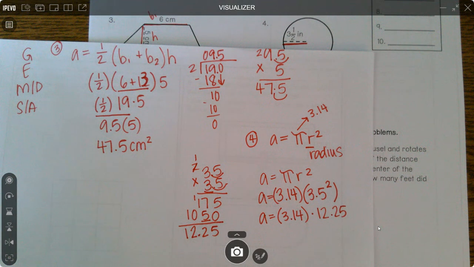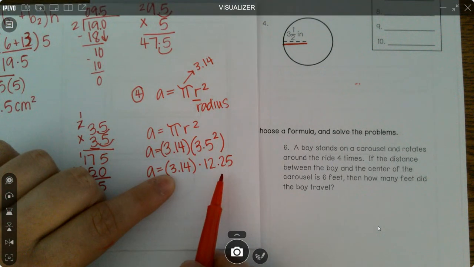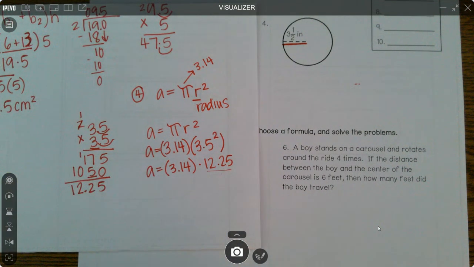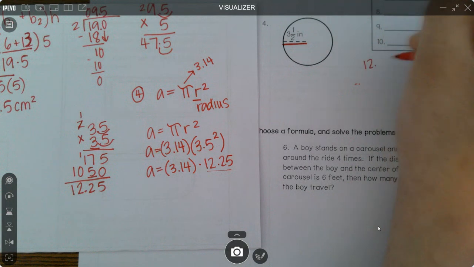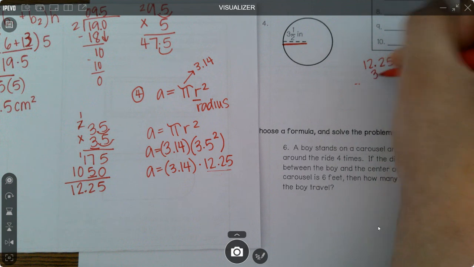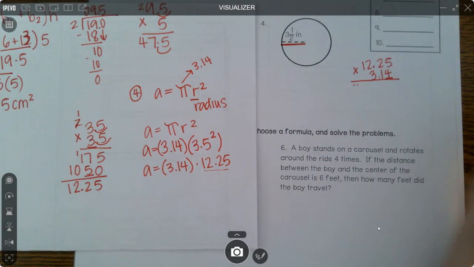Okay, I'm going to switch to a new scratch paper. Actually, we can work it on the paper. So now when I'm looking at this, this is dealing with a lot of decimals. So like I said earlier, I'm going to put the number with the most digits in the top spot. So I'm going to have 12 and 25 hundredths, and I'm going to have 3 and 14 hundredths. Okay, so I'm going to multiply my ones place just like regular.